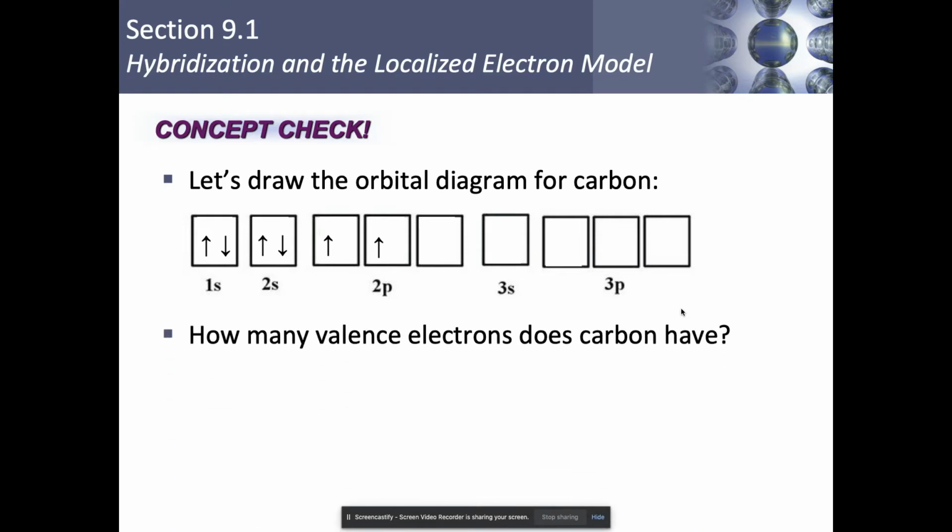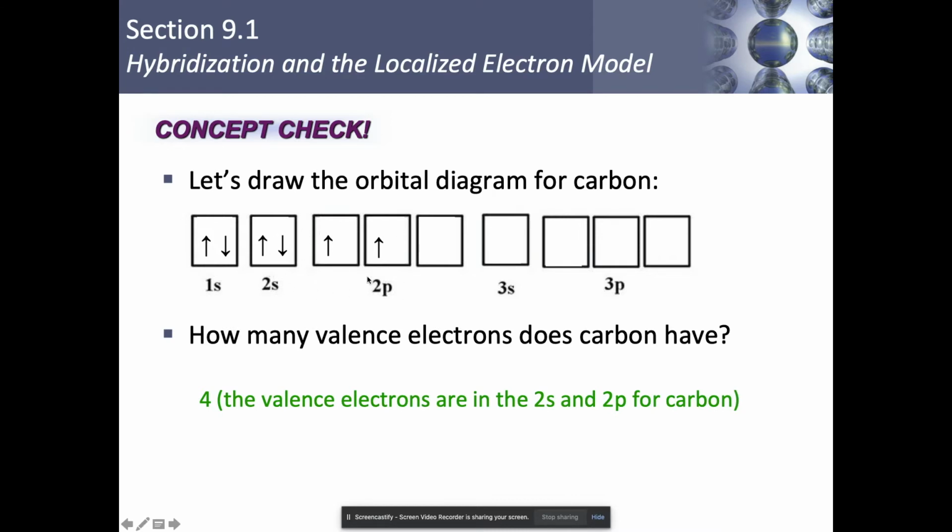How many valence electrons does carbon have? It has 4. A lot of times people forget, but these and these are valence electrons. The core electrons are the 1s for carbon, but because these are technically the same energy level, the 2 level, each of these is a valence electron. So it has 4 valence electrons, which explains why when we draw the Lewis dot structure for just carbon by itself, we have 4 dots around it.